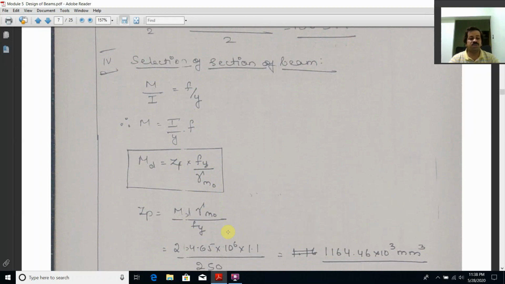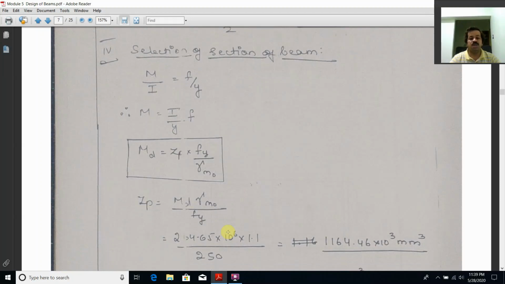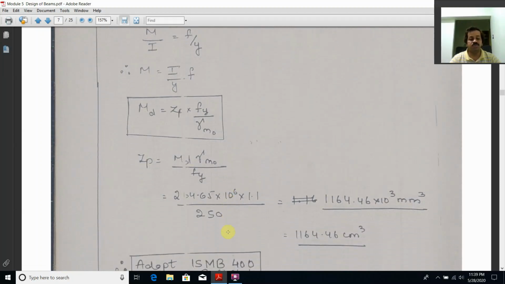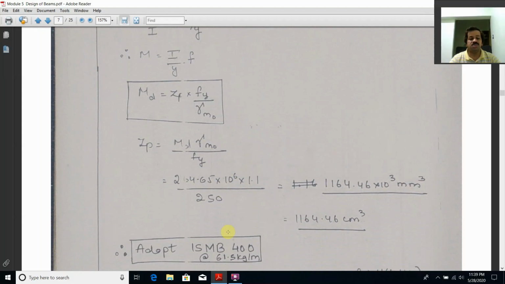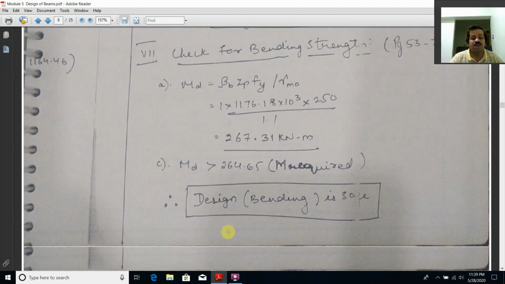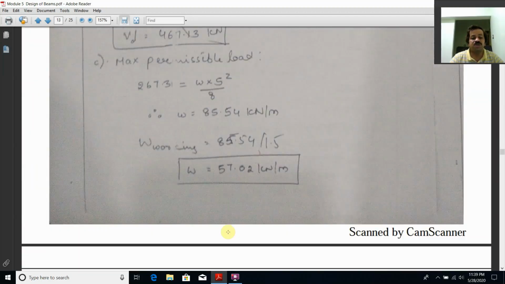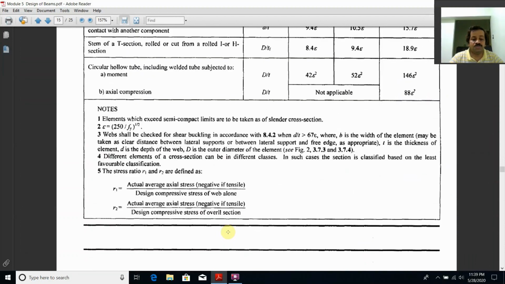So substitute the bending moment value as 264 into 10 power 6, that is conversion of kilonewton meter into Newton mm, and gamma M0 as per page number 30 is 1.1 of IS 800-2007, and f_y is 250. Later we will be getting the Z_P here. Now how do I take this Z_P? So hence I told you you're going to refer page number 138 of IS 800-2007 there.